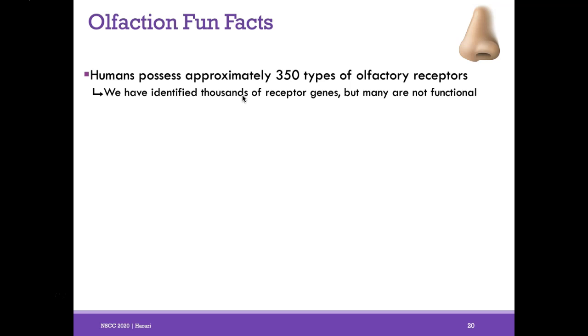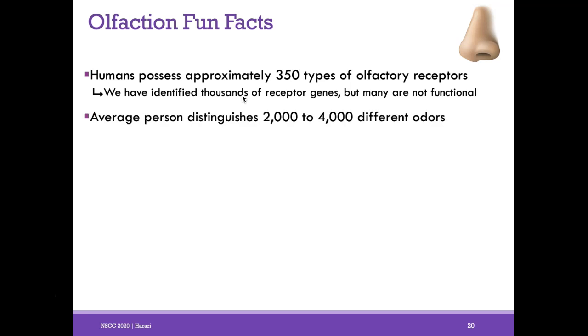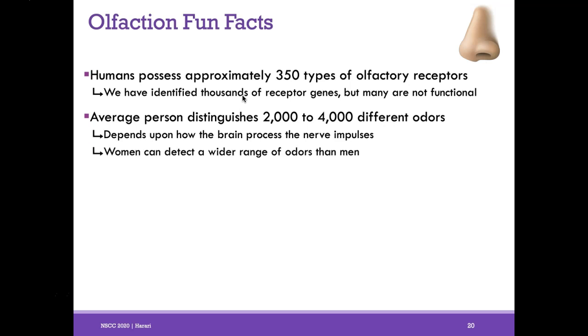Each of these receptors can only pick up one type of odorant. The average person can distinguish between 2,000 and 4,000 different odors. Some people can detect up to 10,000. And it's very hard to group different odors because it depends how the brain processes them. When we detect a smell, it's a combination of many different odorants.